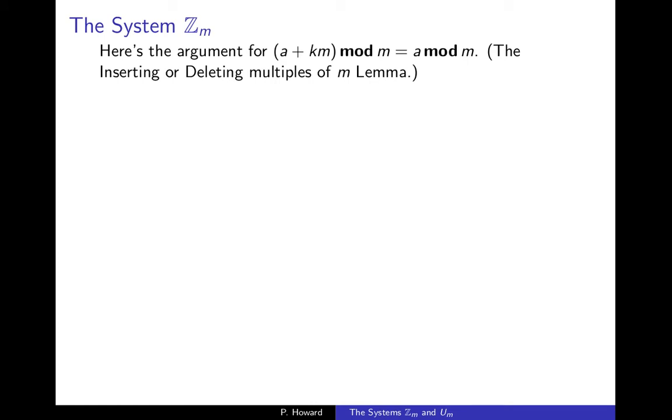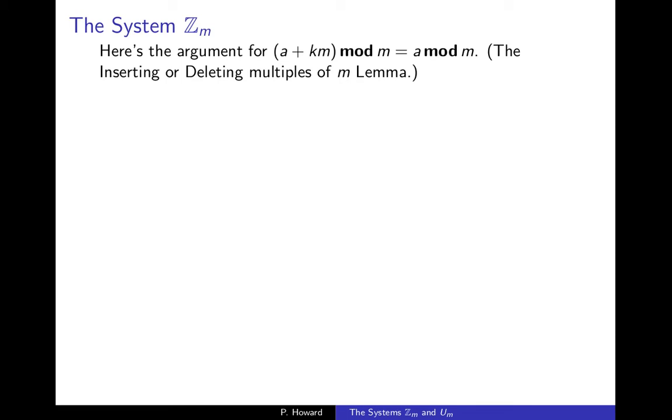So now on this slide is the argument for the inserting and deleting multiples of M lemma. So we're going to argue that A plus K times M mod M is A mod M. And we're assuming the hypotheses of the lemma that A, K, and M are integers and M is greater than or equal to 2.